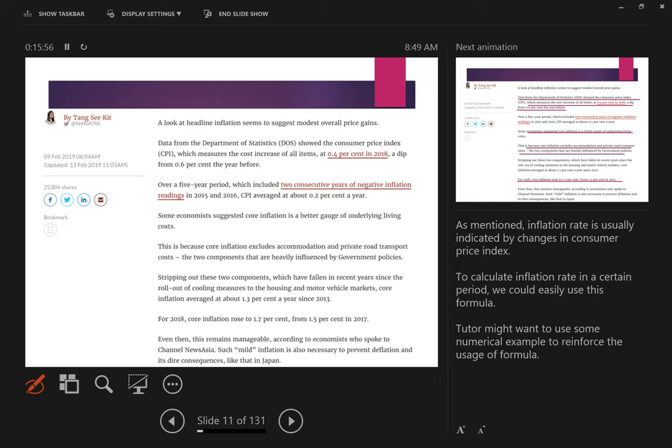In 2018, if we are looking at headline inflation, we can use two terms: headline inflation and core inflation. Headline inflation is basically the inflation rate that you can generally get. The inflation rate in 2018 was 0.4%. The year before, which means 2017, our inflation rate was 0.6%. What about the years prior to that? In 2015 and 2016, we actually had two consecutive years of negative inflation. Negative inflation suggests that the general price level has been decreasing.